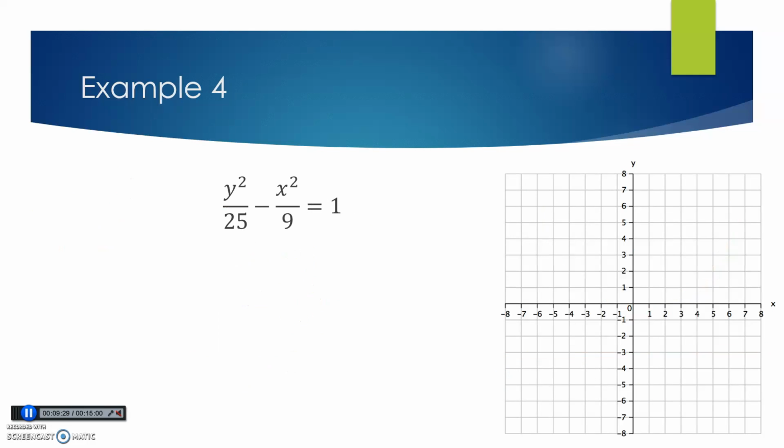All right. What conic section does this make? Well, there's a minus sign in the middle, so right away I'm like, that's a hyperbola.